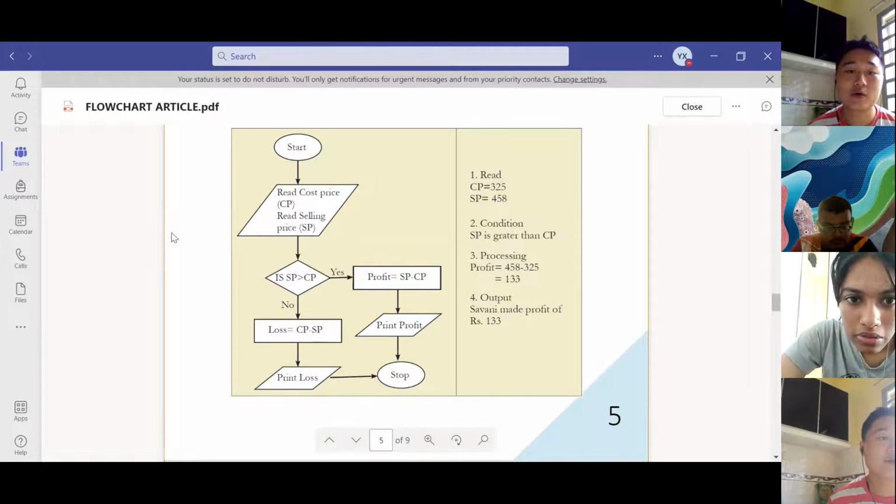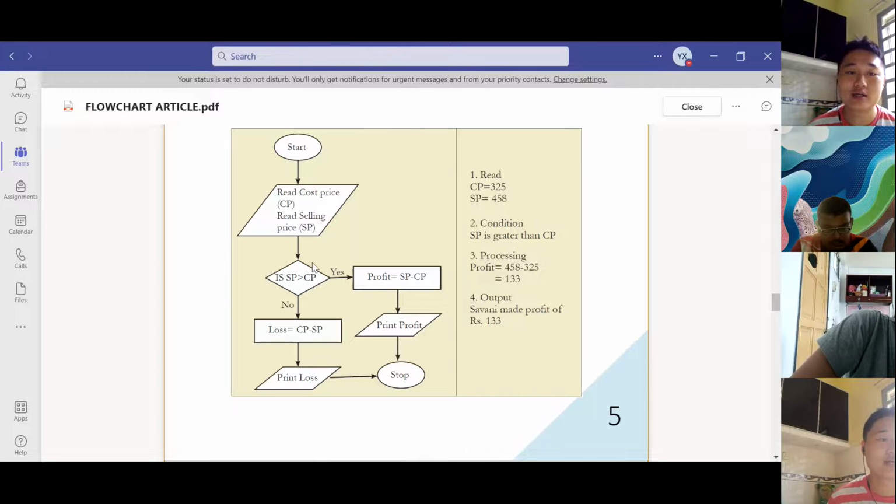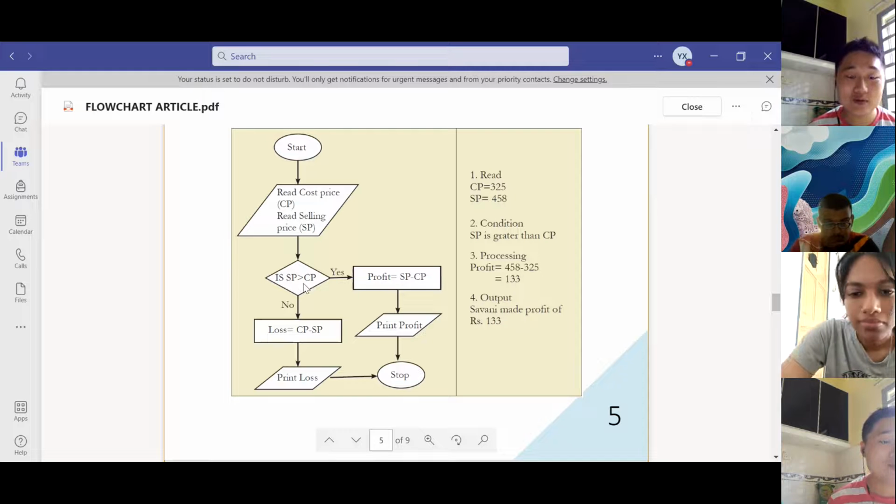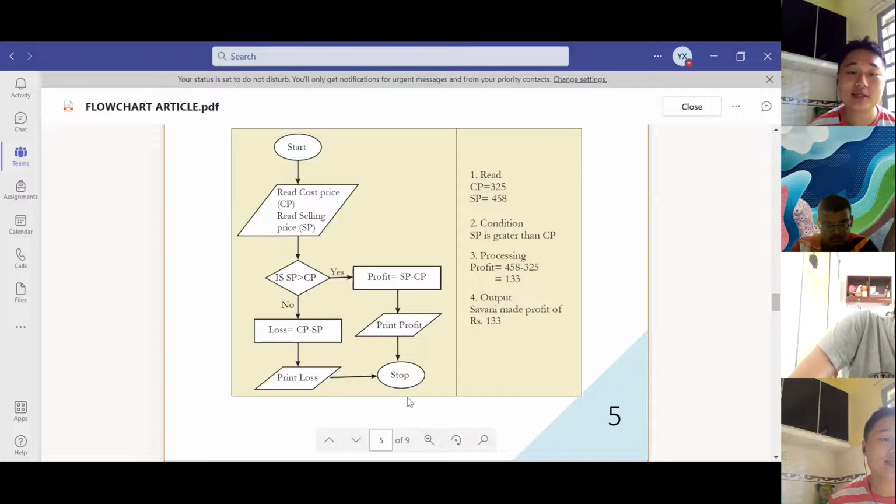In the given example, here's the start. The input is read: cost price CP equals 225 ringgit and selling price SP equals 458 ringgit. So in the decision making, is SP greater than CP? If yes, profit equals SP minus CP, and then print profit, and then stop. Print profit is the output.